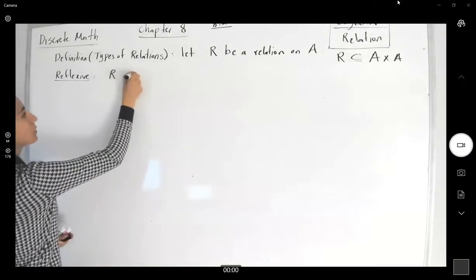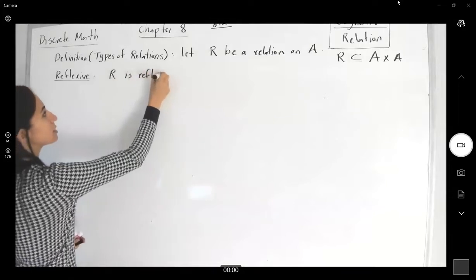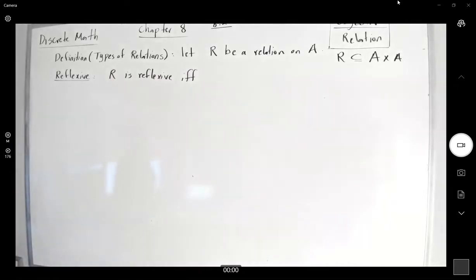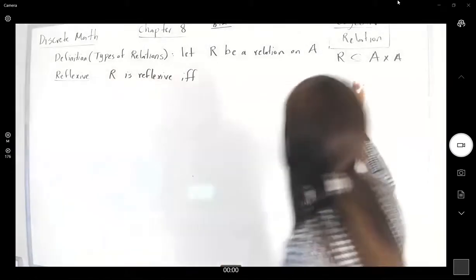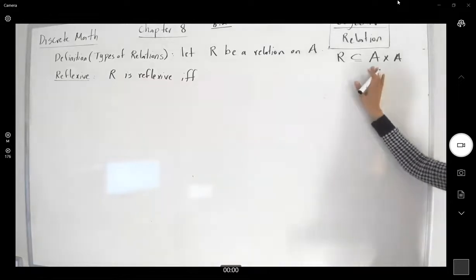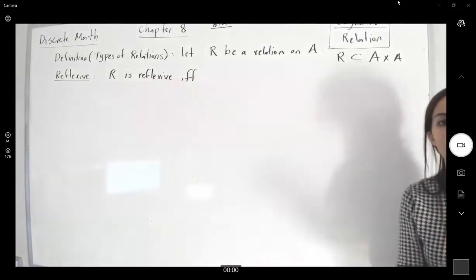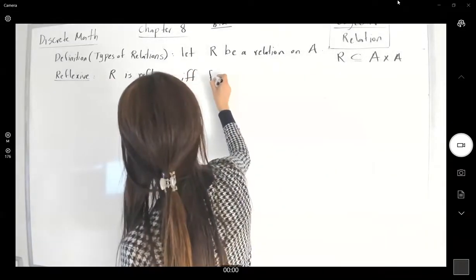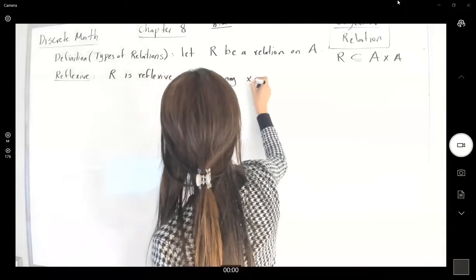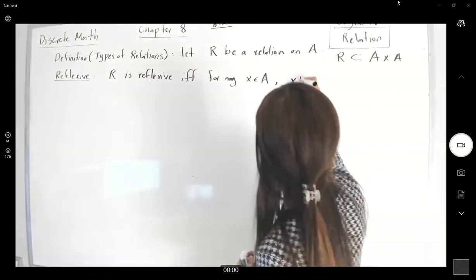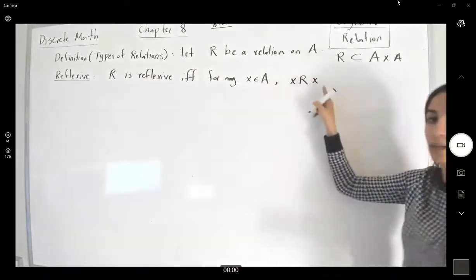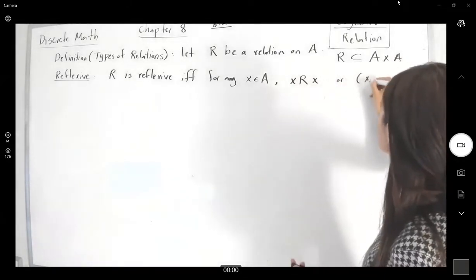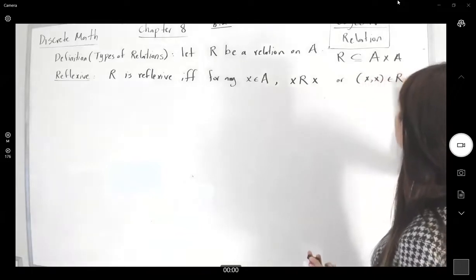R is reflexive if and only if you take any random element in A, that element is related to itself through R. If and only if for any x in A, x is in relation to itself over R, or (x, x) belongs to R.